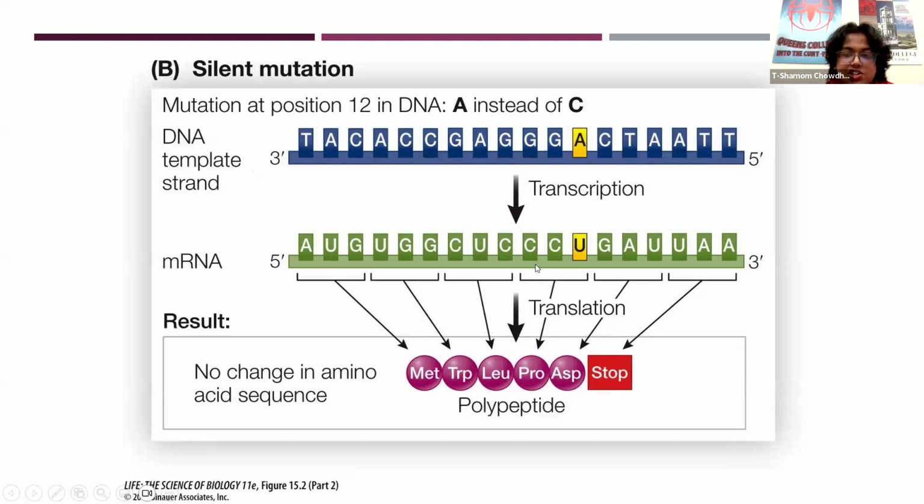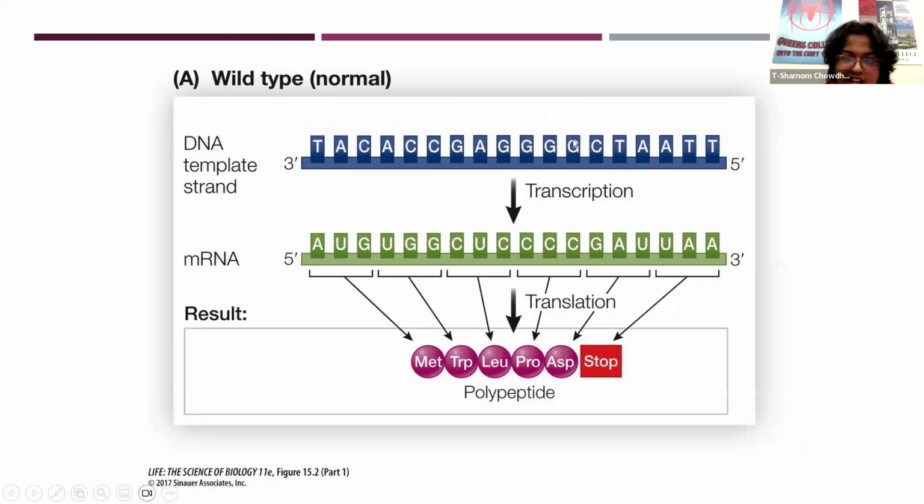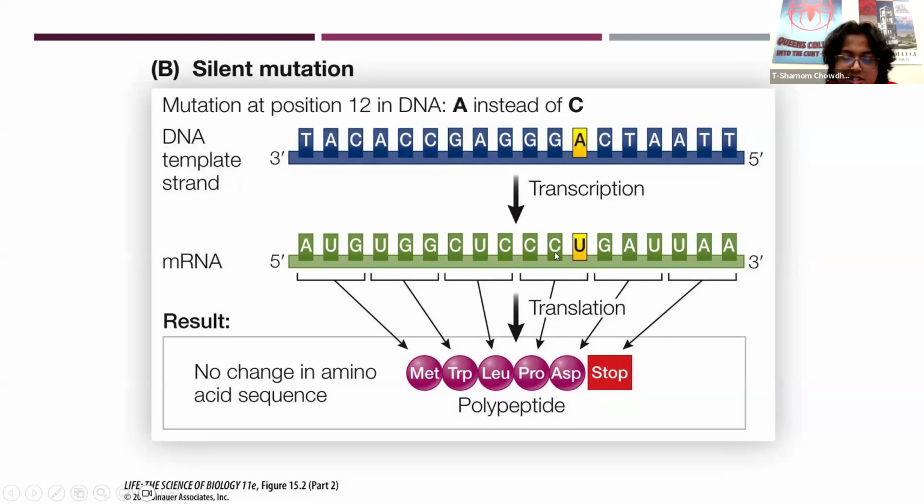So you can have a silent mutation. In this case, the mRNA has a strand where here you have GGA, before it was GGC. Now it's GGA, and it's translated to a completely different base. However, once it's translated, you have the same exact amino acid, because one amino acid can be created by multiple different codons. That's why it's called a silent mutation. The base is changed, but you still have the same amino acid.